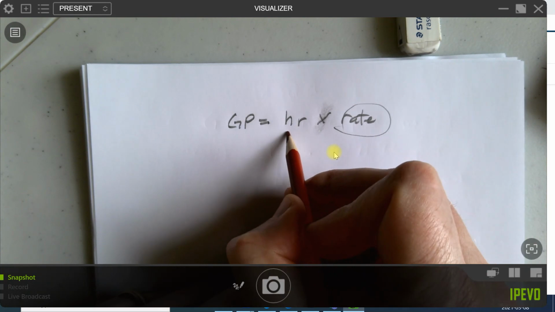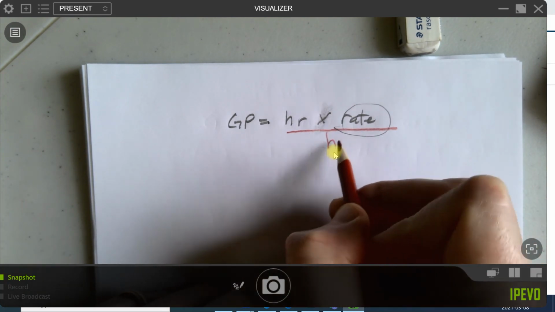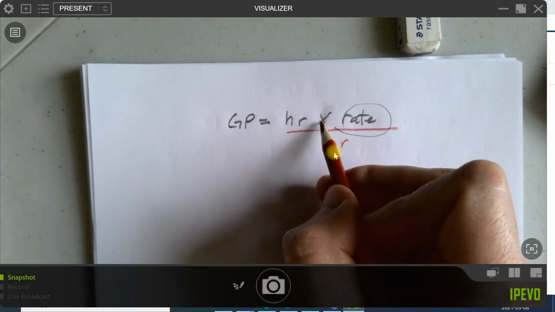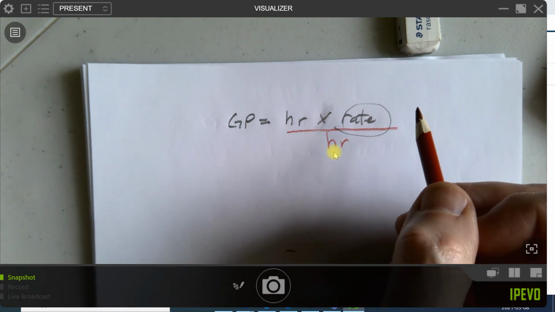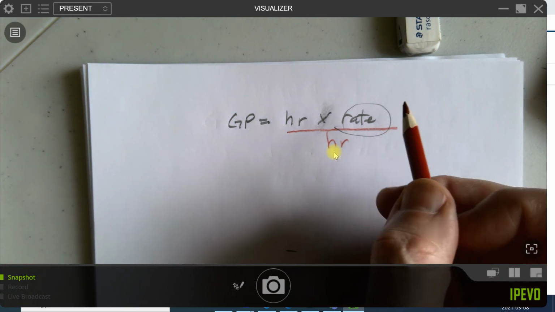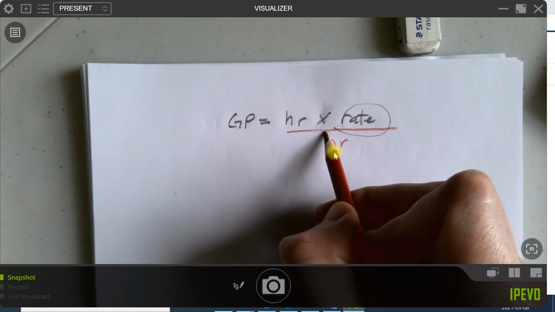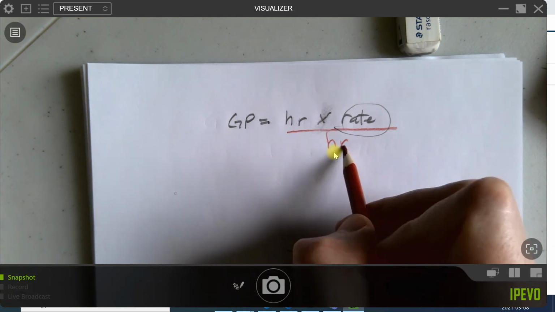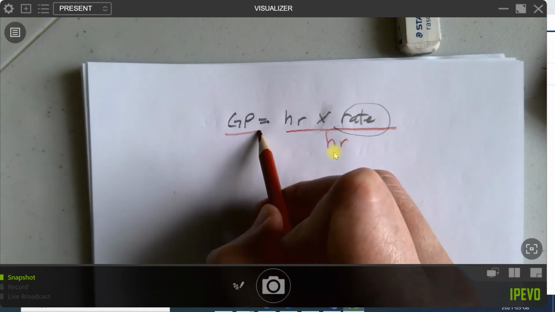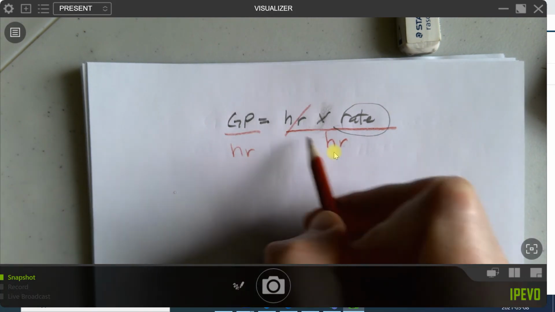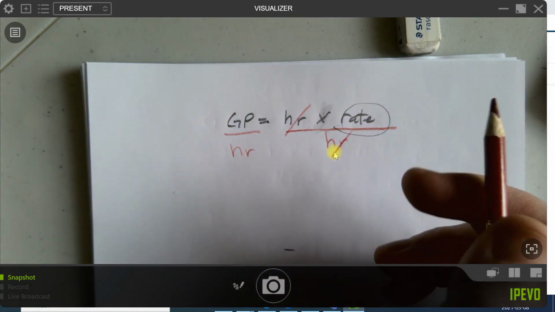Well, I'm going to divide by hours on this side. Because it is times, I'm going to do the opposite. Remember, if it's plus, I'm going to do minus. If it's minus, I'm going to do plus. If it's divide, I'm going to do times. If it's times, I'm going to do the opposite, which is divide. All right, so I have to divide by hours on this side, so I divide by hours on this side. Hours divided by hours, they disappear, right? They turn into 1.